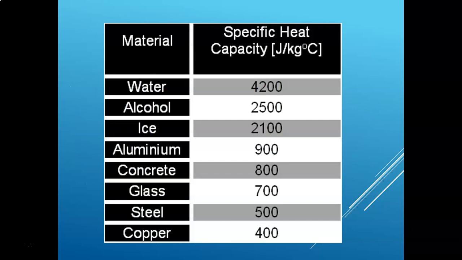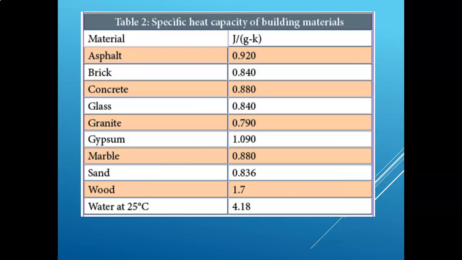Here's a chart. You would never have to memorize these, but you can just look off of this chart and you can see that water, alcohol, ice, they have very high specific heats, transfer heat very slowly. And then aluminum, all the way down to copper, they all have very low specific heats, meaning they would transfer heat very fast. Here's another chart. You can find these charts on the internet.